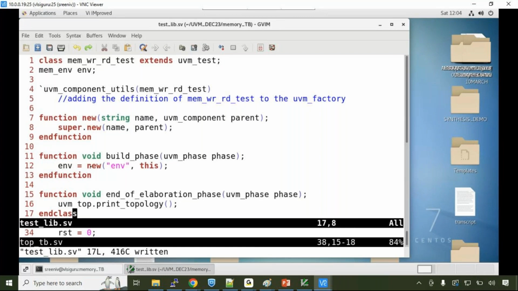We are creating one more function called end of elaboration phase. These are standard concepts: build phase, connect phase, end of elaboration phase, which we will discuss in the next session. But for now, just understand that we can define this method. Print topology means we are printing the test bench topology, the test bench structure. That also I'll explain. First, since I'm using mem environment, let me define what is mem environment.